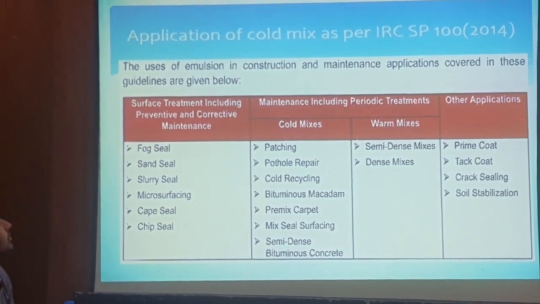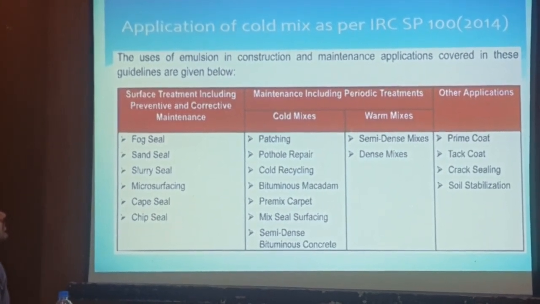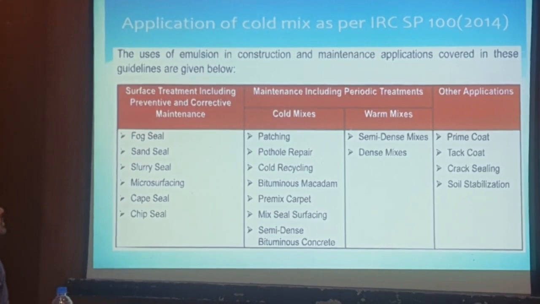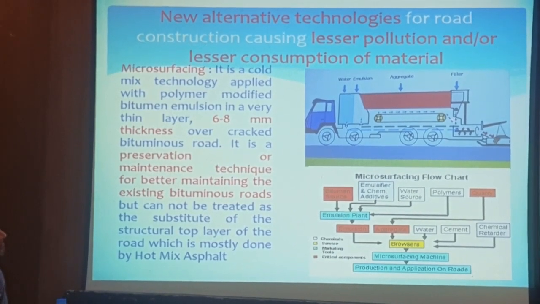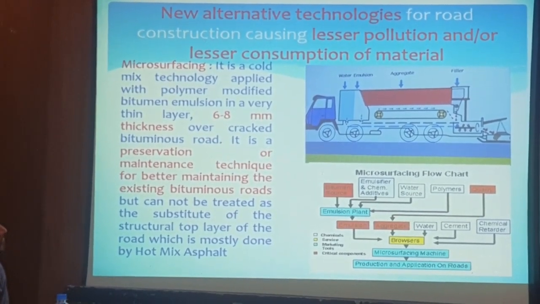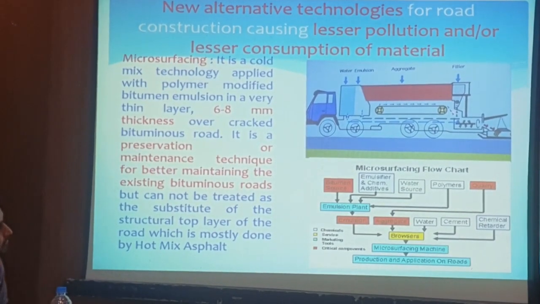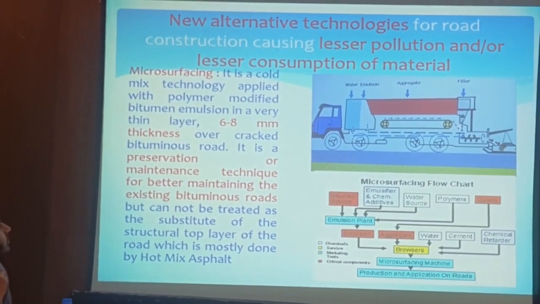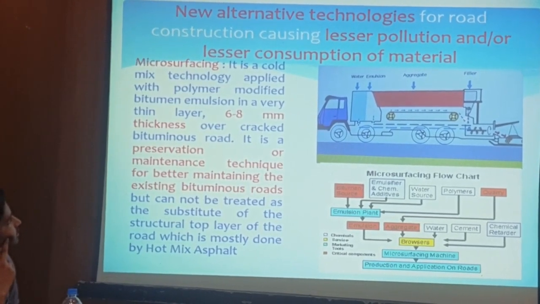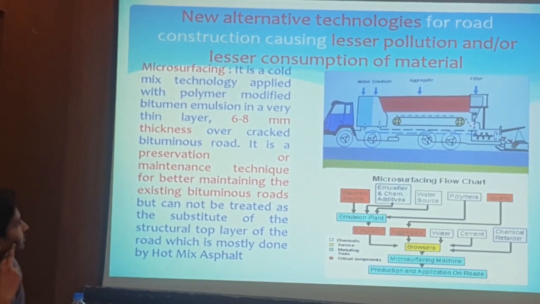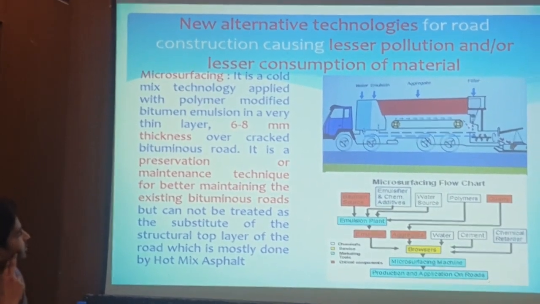These are the applications of cold mix as per IRC SP 100: fog seal, sand seal, slurry seal, micro surfacing. Better I will show you some pictures. And this is the micro surfacing. The machine is applied in 6 to 8 millimeter thickness, and this is one truck. Within that, it is all summed up. One has chips, a water tank, and modified emulsion. It is just being laid with this.